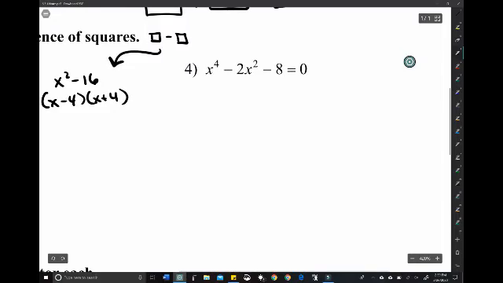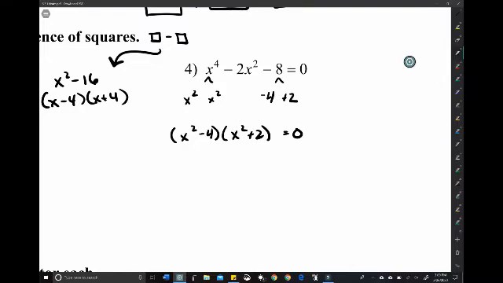All right? The next one, so x to the fourth with 3 terms. Just think of it as x squared and x squared. Factors of 8 that add to negative 2: negative 4 and positive 2. So we have the factors x squared minus 4 and x squared plus 2, and those are equal to 0.